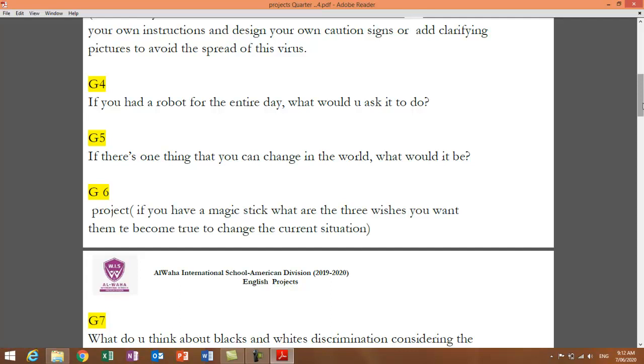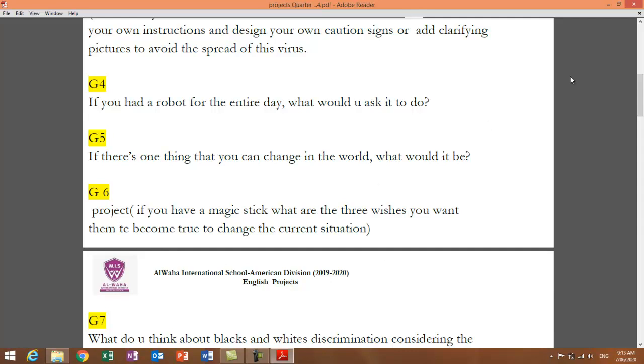Okay, grade 6 project, if you have a magic stick, almost the same concept we're talking about. If you have a magic stick, what are the 3 wishes you want to become true, to change the current situation? See the situation we're living in right now.